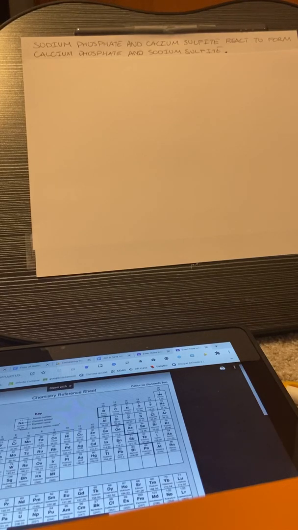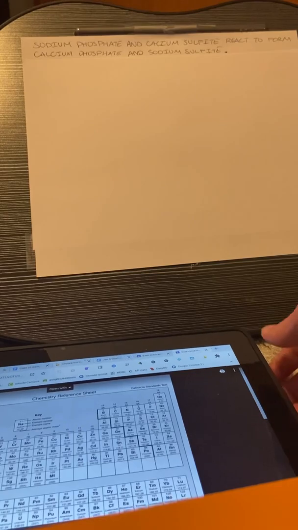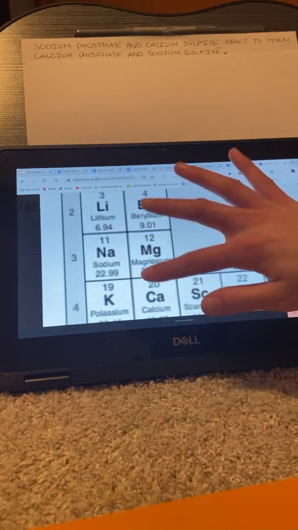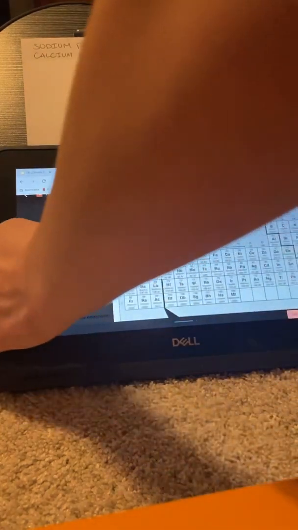The chemical reaction that we have is sodium phosphate and calcium sulfite react to form calcium phosphate and sodium sulfite. So the first thing that you have to do is create a chemical equation. So you're going to find sodium on your periodic table. Sodium is going to be in the first column over here, and it has a 1+ charge.